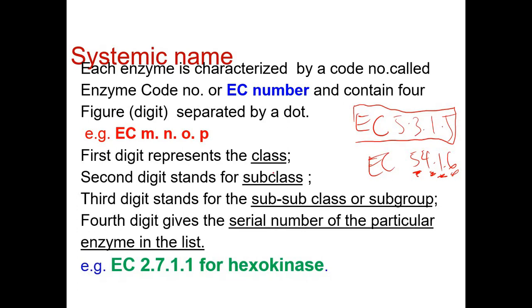Okay, so for example, hexokinase, this is the first step. This is the first enzyme in glycolysis. So it's EC 2.7.1.1. Okay, this is the systematic name of enzymes.